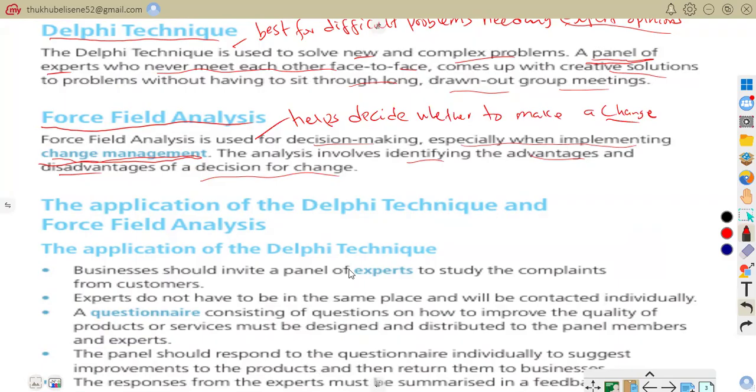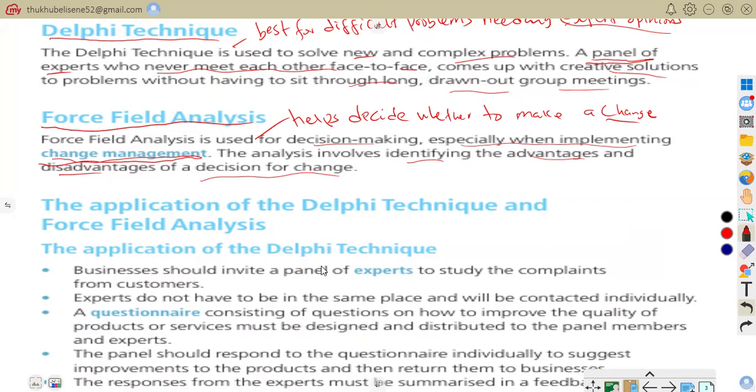Also, it is used in change management. It helps manage change in a business, for example, introducing a new system in the workplace. So that is that.